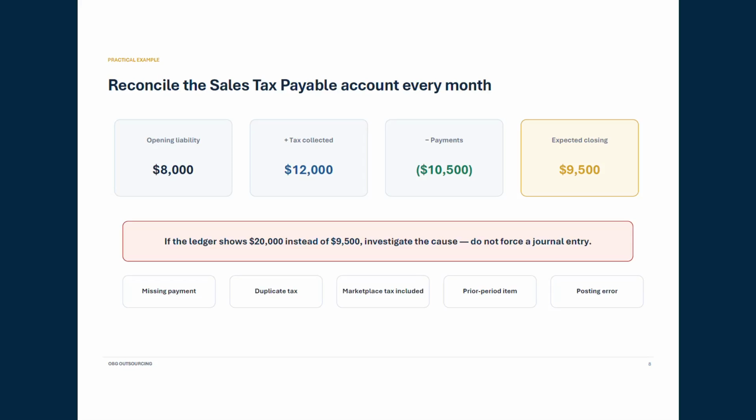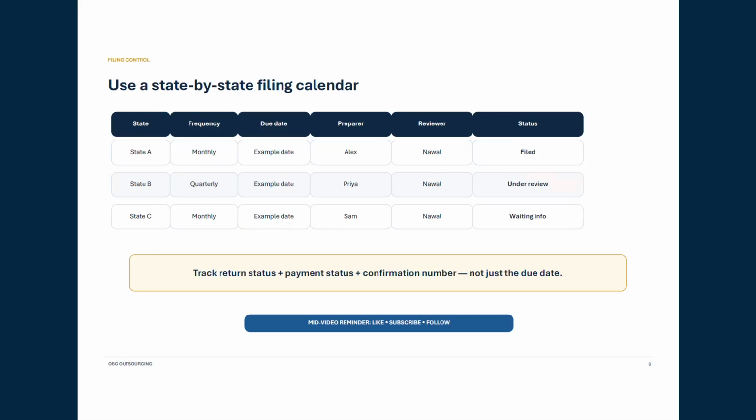Investigate the reason. It may be a missing payment, duplicated tax, marketplace tax included in the company liability, a prior period item, or a posting error. The best reconciliation explains the difference. It does not hide the difference.